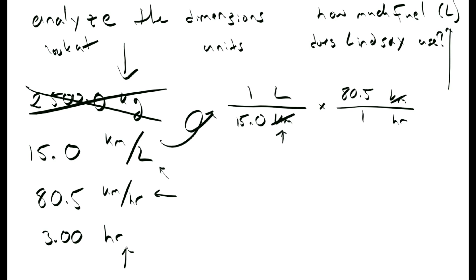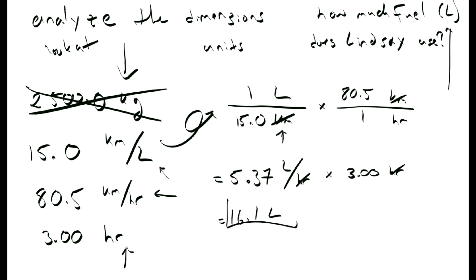So let's go ahead and do this math. 80.5 divided by 15.0 is equal to 5.37 liters per hour. Okay, so now we need to get rid of those hours. Fortunately, there is an easy method on hand to do exactly that. We multiply by 3 hours. Hours on the top, hours on the bottom, they cancel, and that's going to leave us with 16.1 liters. So that is our answer. If Lindsay drives for 3 hours at 80.5 kilometers per hour in a car that gets 15.0 kilometers per liter, she's going to use 16.1 liters of gas.